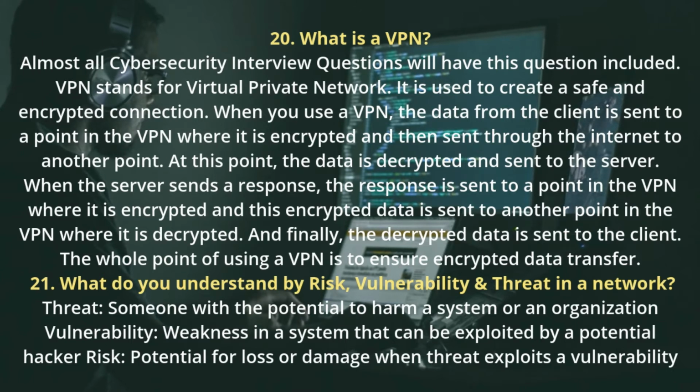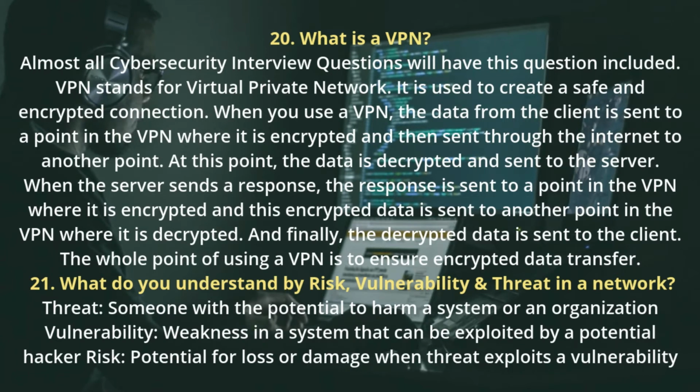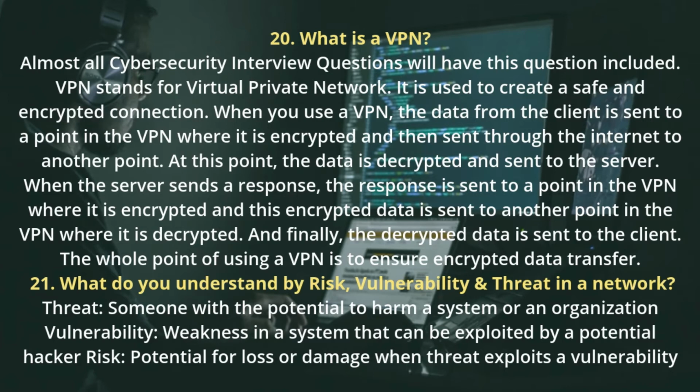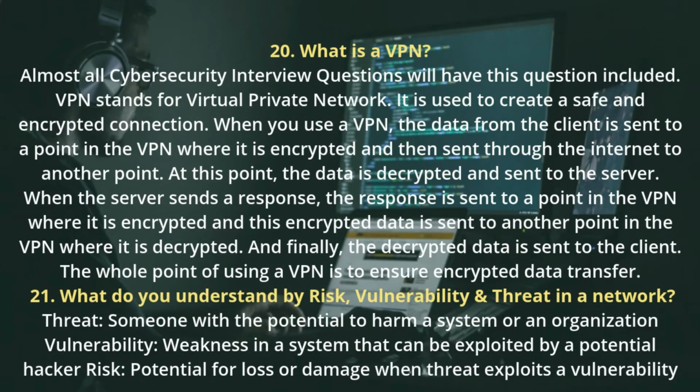When the server sends a response, the response is sent to a point in the VPN where it is encrypted, and this encrypted data is sent to another point in the VPN where it is decrypted. And finally, the decrypted data is sent to the client. The whole point of using a VPN is to ensure encrypted data transfer.